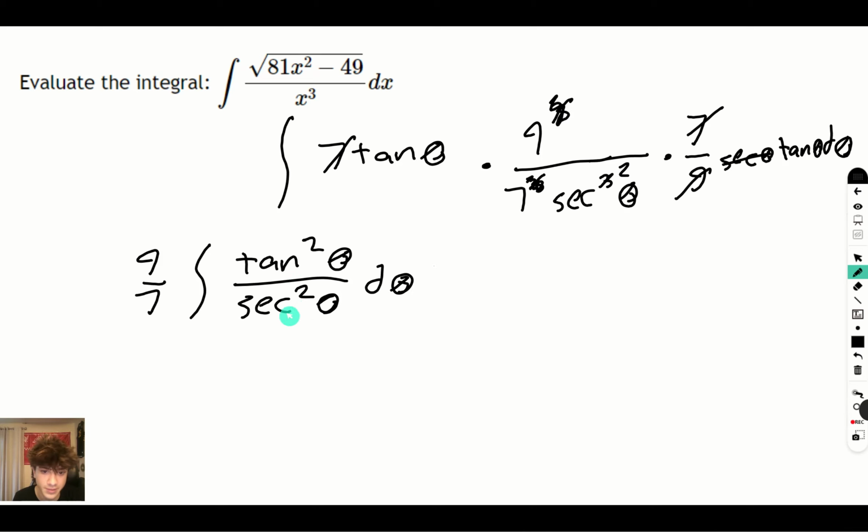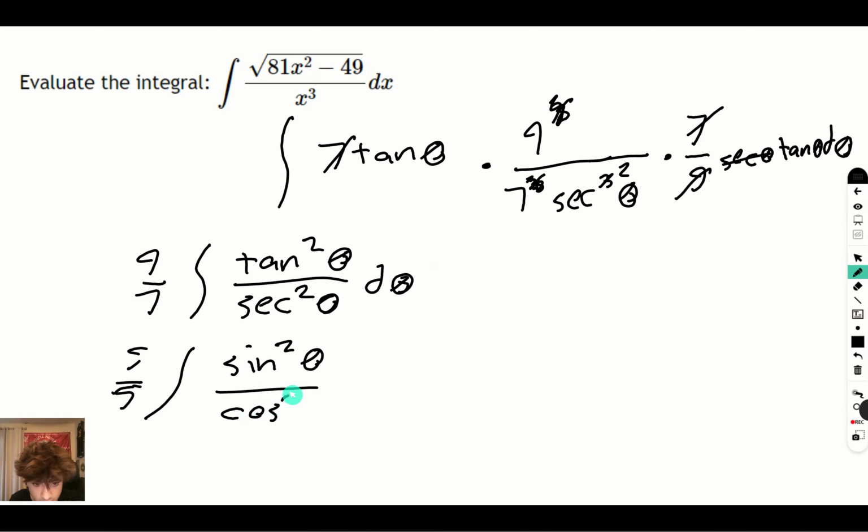And from here, the last step is we notice that secant squared theta is the same thing as 1 over cosine squared theta. So we can put cosine squared theta in the numerator. And tangent squared theta is sine squared theta over cosine squared theta. And look at that. These cancel out. We're just left with sine squared theta d theta.